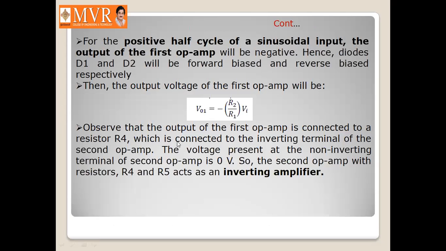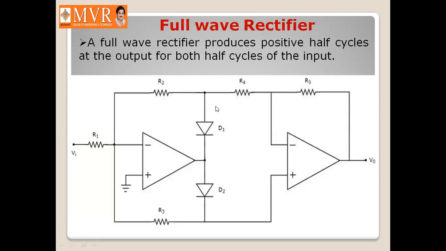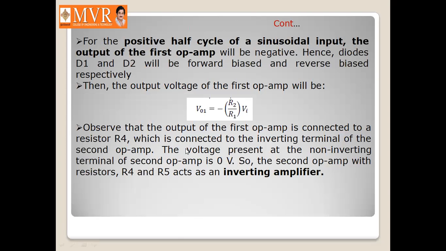So with that we are going to write the equation as Vo1 is equal to minus R2 by R1 into Vi. When we observe, the output of the first op amp is connected to a resistor R4. As this diode is forward biased, the output is connected to R4, which is connected to the inverting terminal of the second op amp.